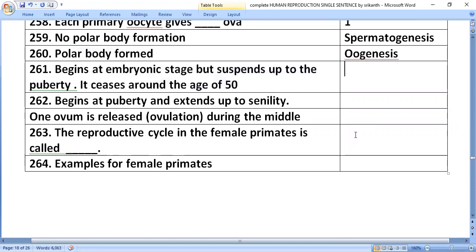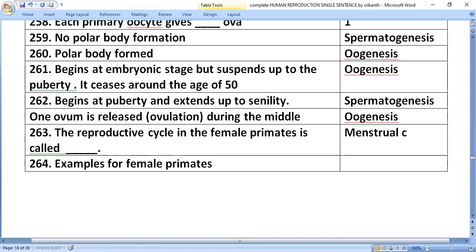Begins at the embryonic stage but suspends up to puberty, and ceases around the age of 50: oogenesis. Begins at puberty and extends up to senility: spermatogenesis. One ovum is released during the middle of the cycle: oogenesis.